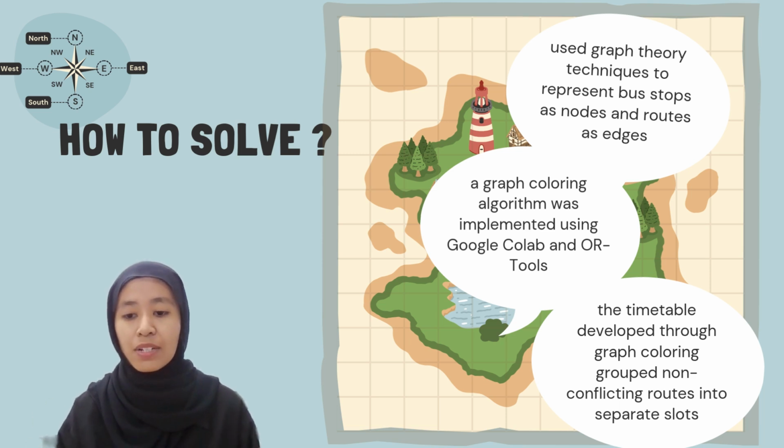In summary, our solutions show how graph theory, Google Colab, and OR tools can be applied effectively to solve real-world transportation scheduling challenges.